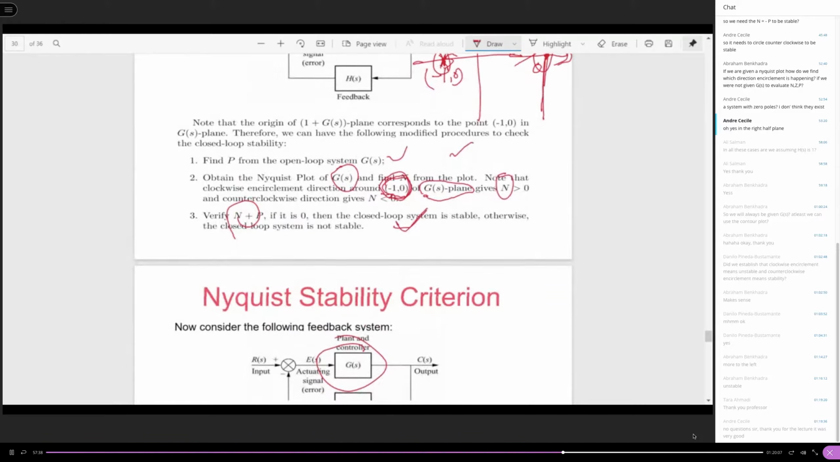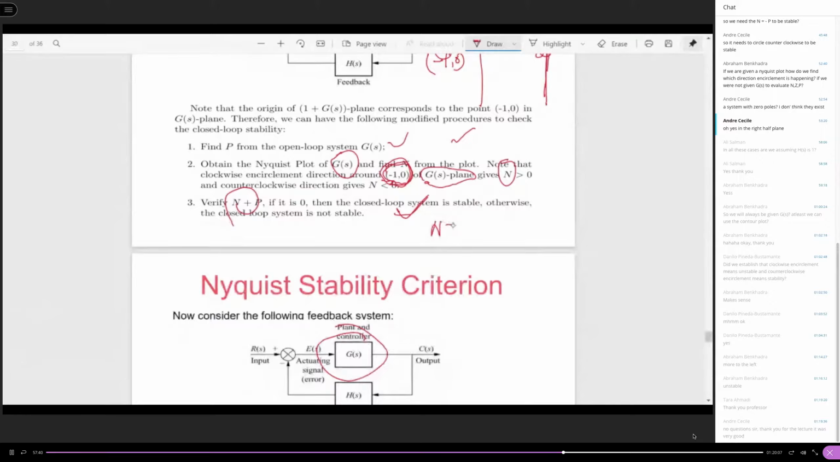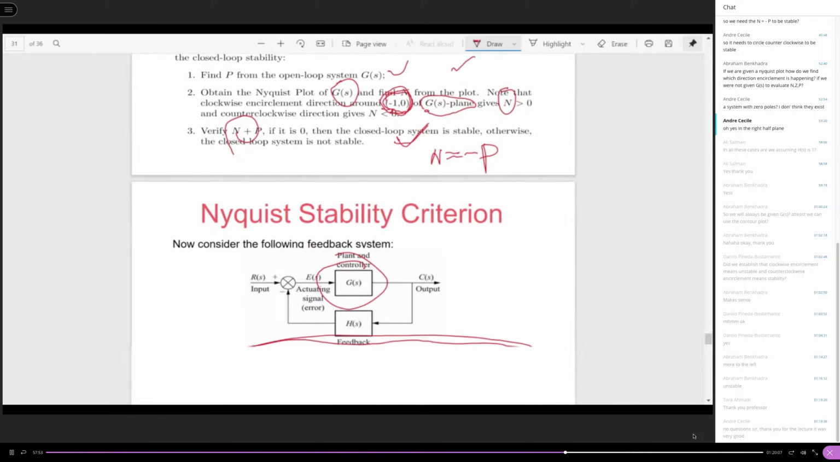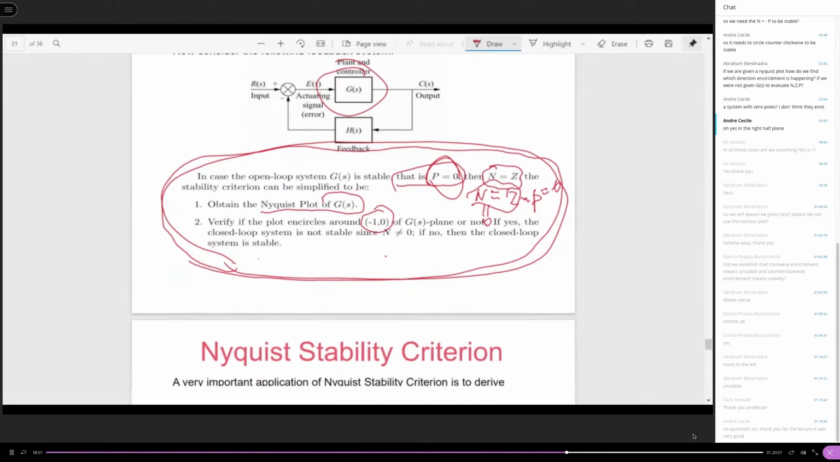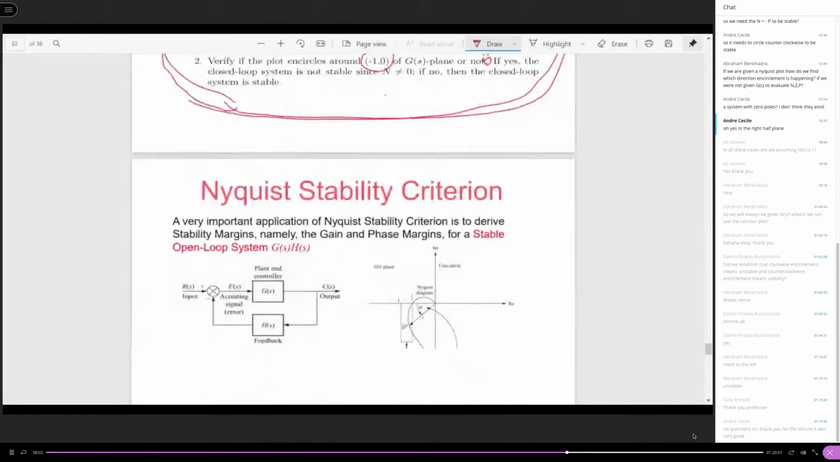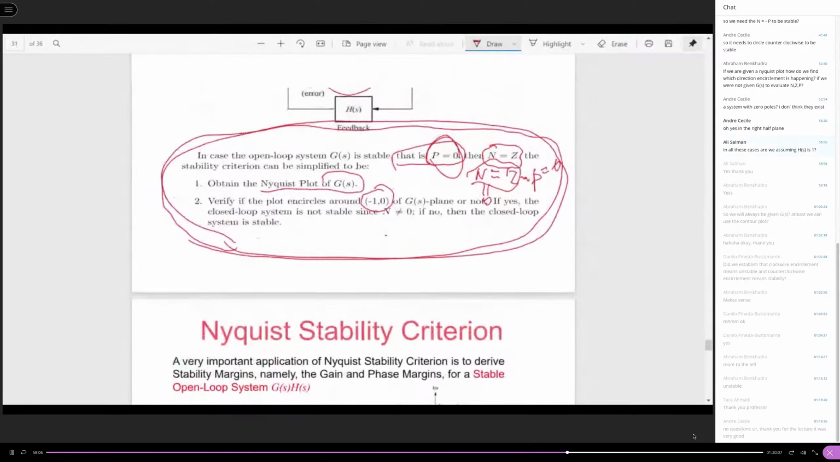Because we need N to be equal to -P. Actually, we need to see encirclement around the -1, 0 point counterclockwise to guarantee that the closed loop system is stable. So I think you should have no problem understanding the difference between these two. Any question about that?